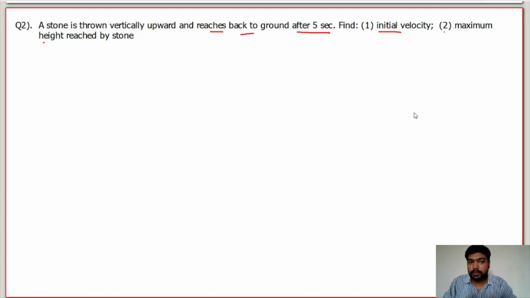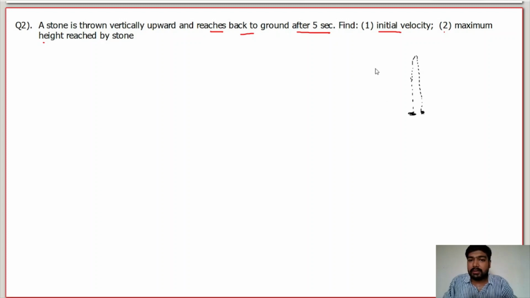Suppose there is a stone. It's been thrown vertically upward. As it is thrown vertically upward, it will attain some height and it will come down to the ground. I have drawn some positions differently just to show, but it will be the same position because it's thrown vertically upward.